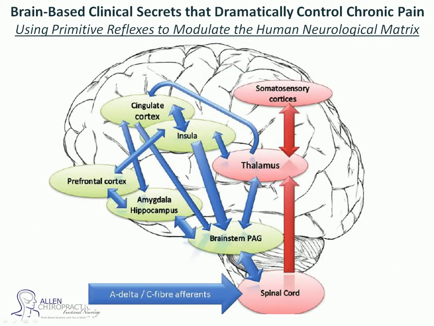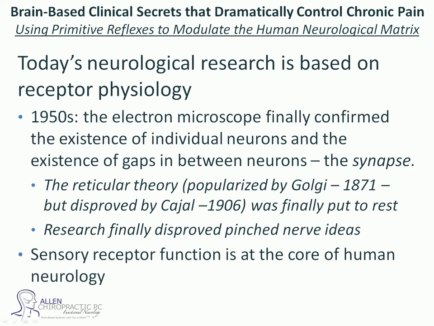So here's a schematic representation of how the A delta and C fibers address the spinal cord and can reach somatosensory cortices through the thalamus, as well as the other areas we discussed in the cortex or parts of the midbrain, so that pain can ultimately be perceived.